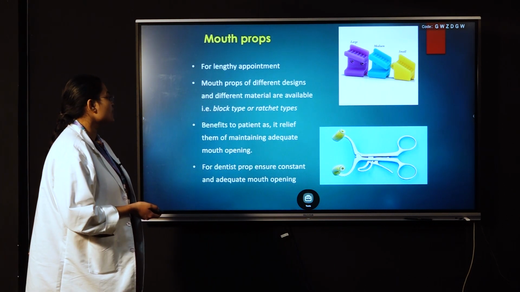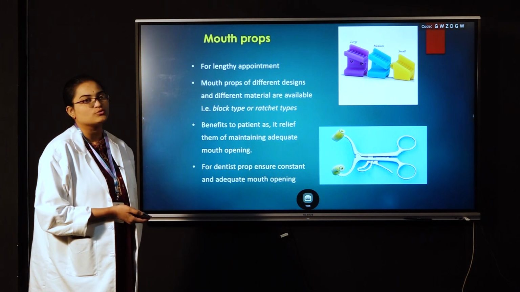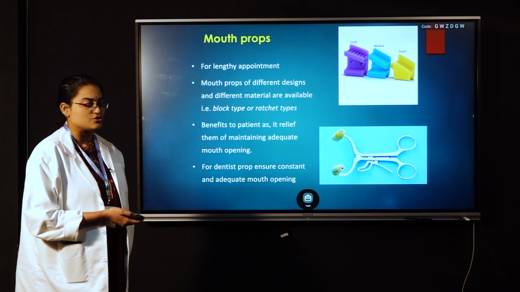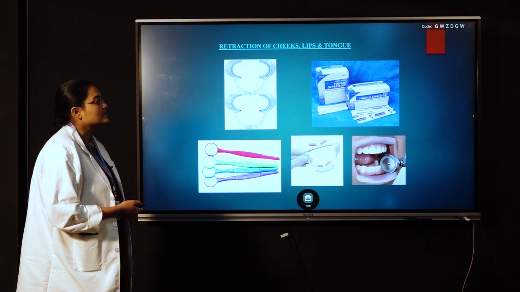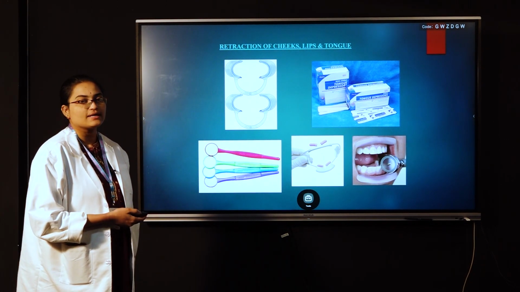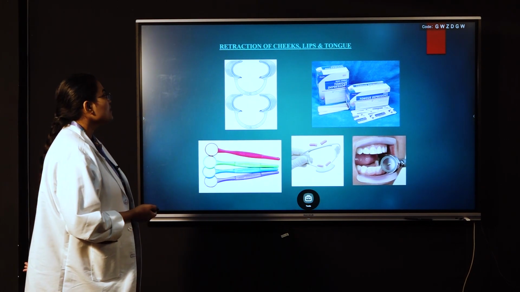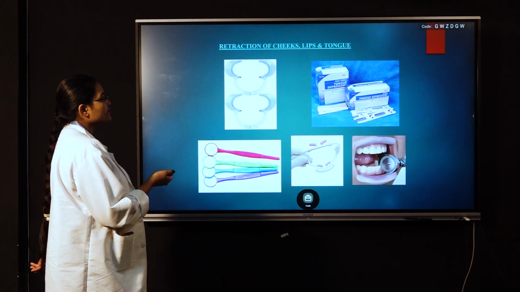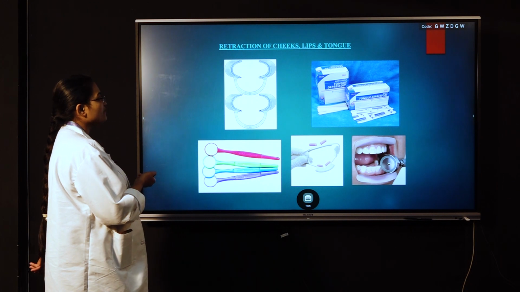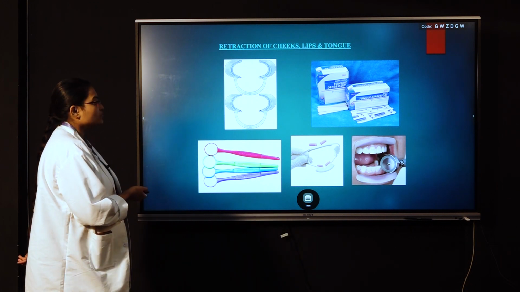For the dentist, the prop ensures constant and adequate mouth opening for an uninterrupted procedure. These are called cheek retractors, tongue retractors, and the mouth mirror is also used for retracting the cheek, lip and tongue. As you can see, there are some tongue depression retractors in the second picture, the cheek retractors in the first picture, and the mouth mirrors.